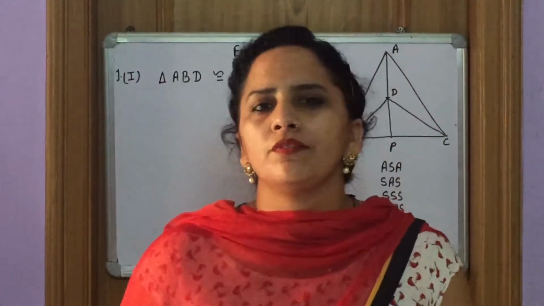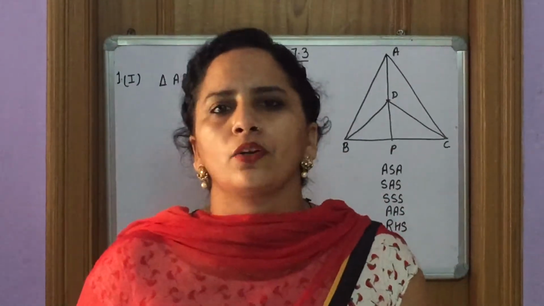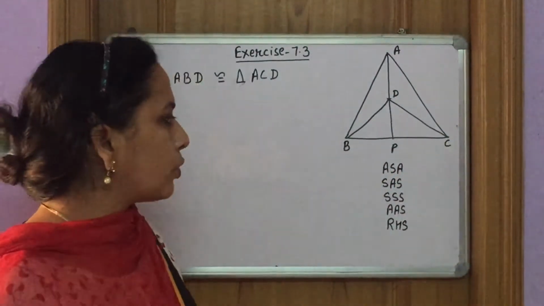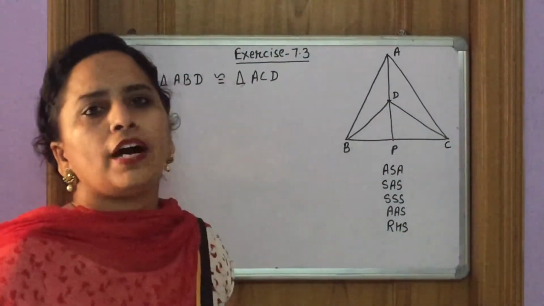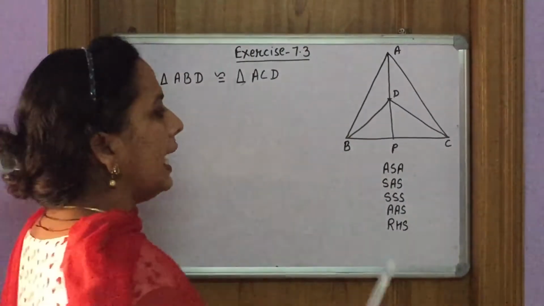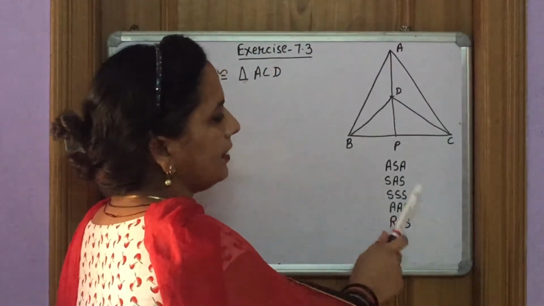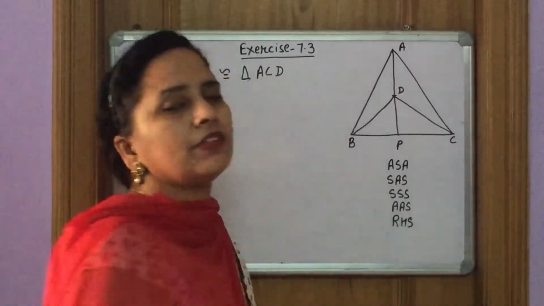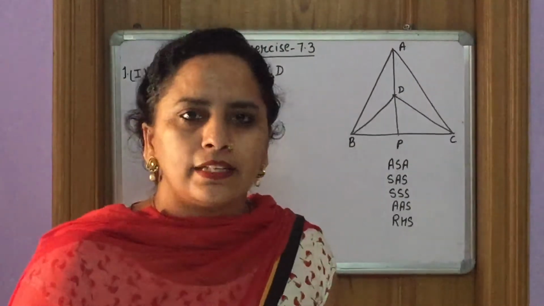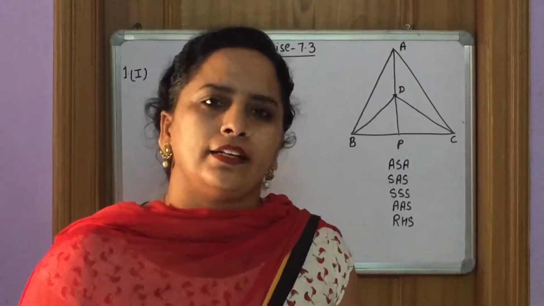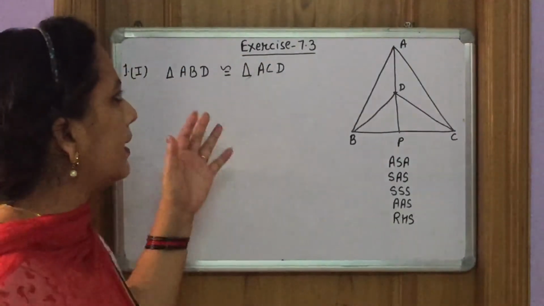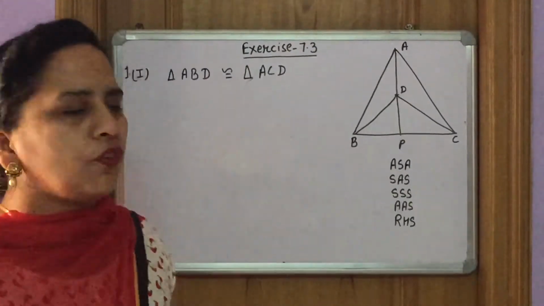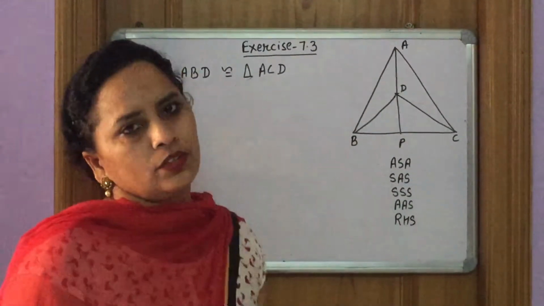In every question we are showing two triangles are congruent, and this congruency pattern totally follows 5 congruency rules, that are angle side angle, side angle side, side side side, angle angle side, and the last one is RHS, that means right angle, hypotenuse and a side. So let's start our exercise 7.3. Again, in this complete exercise we will follow these 5 congruence rules.